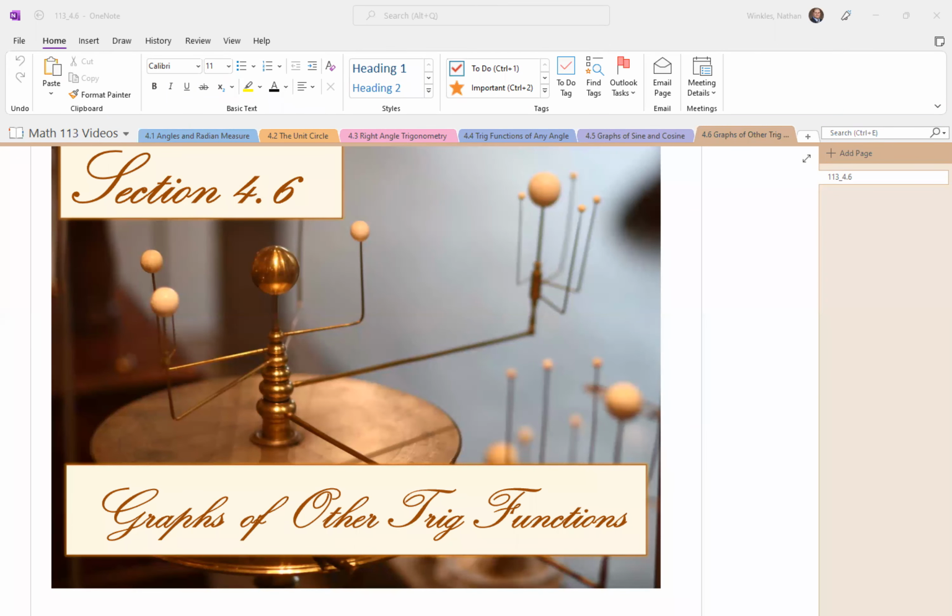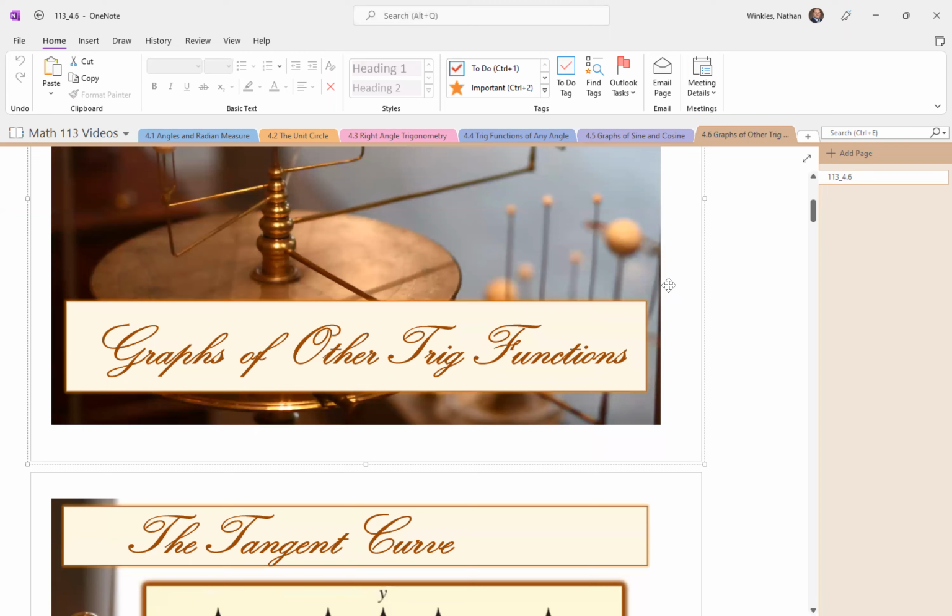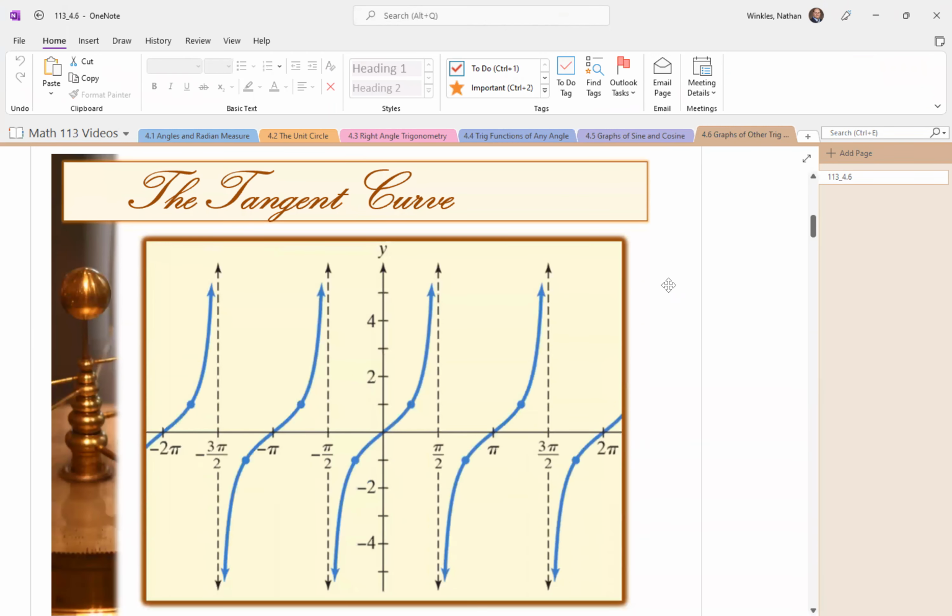All right, so now we can talk about graphs of other trig functions. We recently talked about graphs of sine and cosine. Now we can talk about the other graphs. Some of these graphs come directly from the sine and cosine and others don't. So the first one we're going to talk about is the tangent curve.